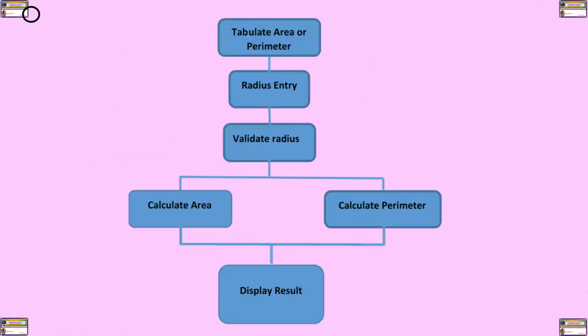So it begins with tabulating area or perimeter. Then the entry for radius is done. Then the value entered is checked, whether it is less than 5 or greater than 5. If it's greater than 5, then the perimeter is computed. If it's less than 5, the area is computed. And finally, the results are displayed.